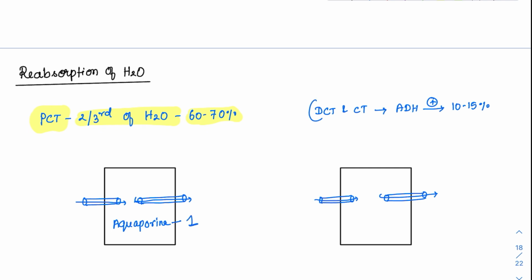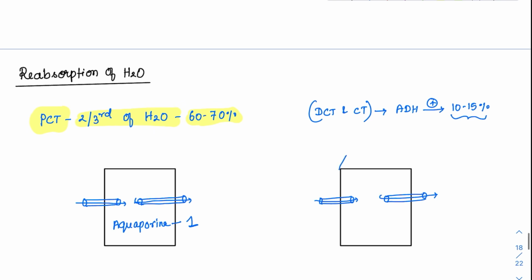Whenever we talk about DCT and CT, they will do water reabsorption in the presence of ADH, and they do very little only, 10 to 15% only. And the aquaporins are different for an apical side and a basolateral side. In the PCT, we had aquaporin 1. Now we just have to remember 2, 3, 4. It is in the order only. In the DCT, on the apical side, we have aquaporin 2, whereas on the basolateral side, we have aquaporin 2 and 3. So these are the aquaporins.